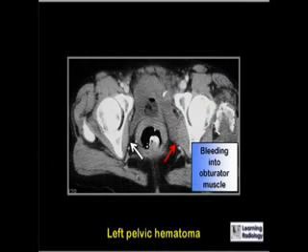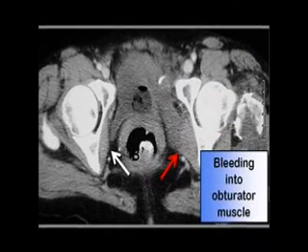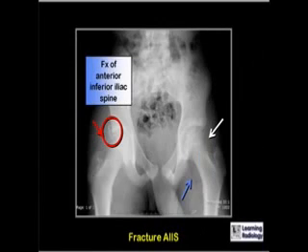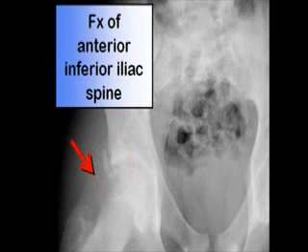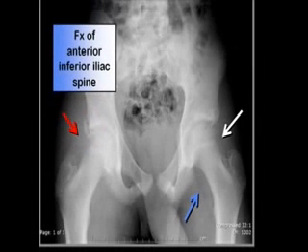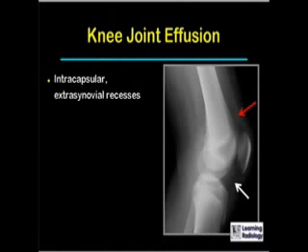And here is a CT scan which shows the red arrow, enlargement of the obturator muscle due to edema and bleeding. The normal obturator muscle is shown on the right side. The red circle is indicating a fracture of the anterior inferior iliac spine. Associated with it is obliteration of the normal capsular fat plane, the red arrow. On the opposite side, we can see the normal capsular fat plane, the white arrow, and the iliopsoas fat plane, the blue arrow.